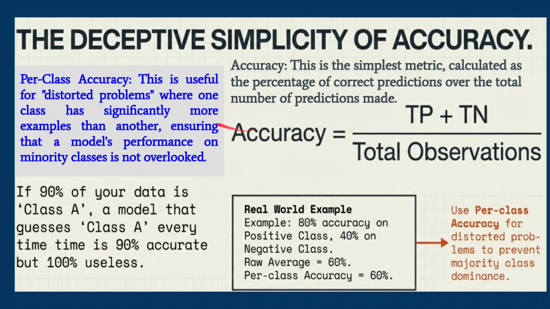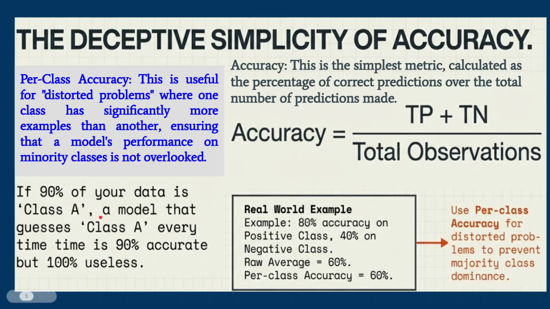So we are going for the next method called per class accuracy. If 90% of your data is class A, a model that guesses class A every time is 90% accurate but 100% useless, because we are giving only class A data. If you mix all the classes of data and your model is finding class A, that is good.